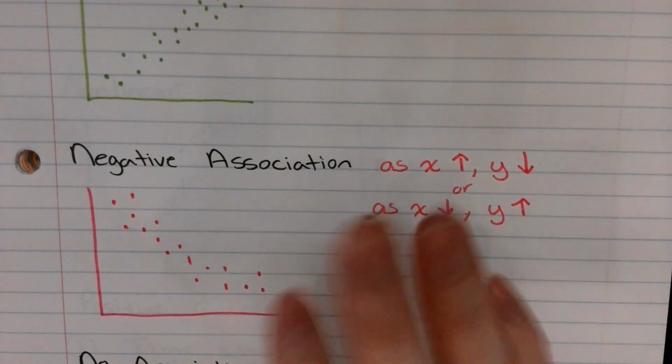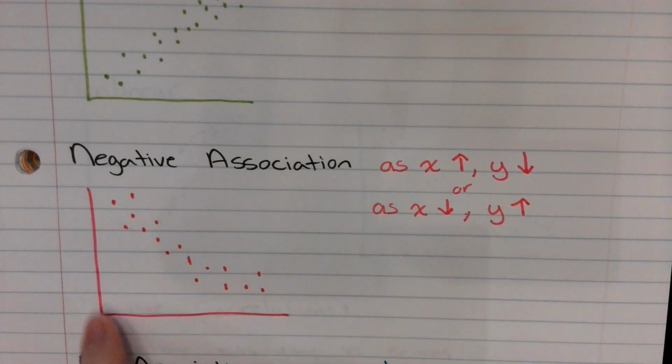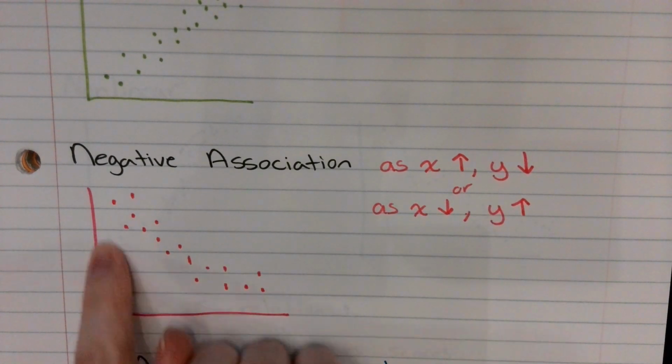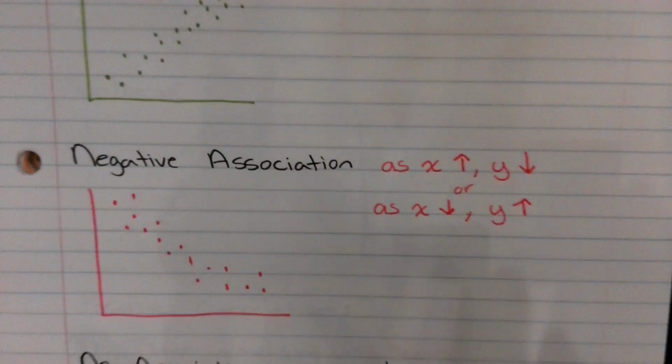And the same goes for the reverse. When x is at a low number, y is at a high number. So here's where x would be at a low number, and if we look up, y goes up to the high number. Okay? So those are your negative associations, what that looks like.